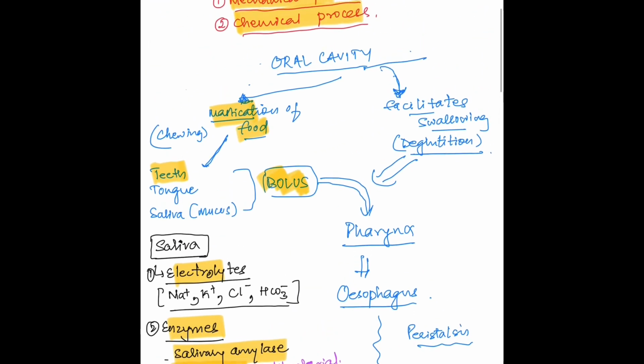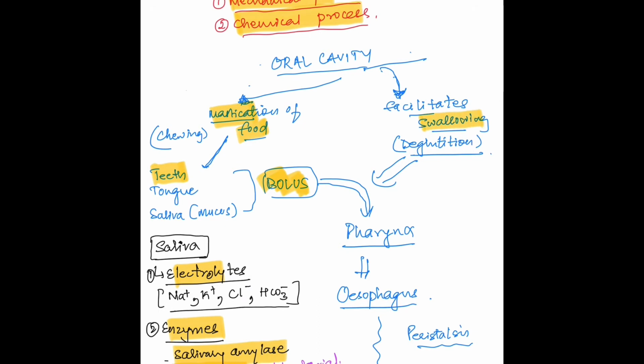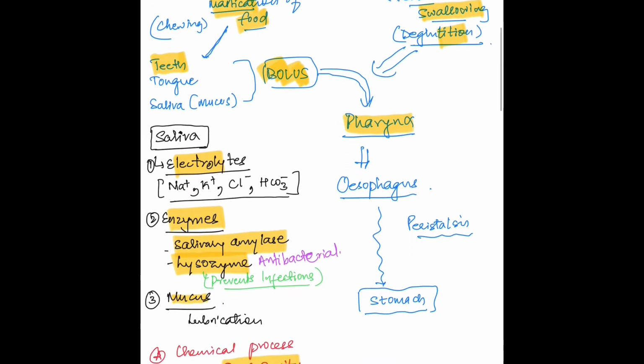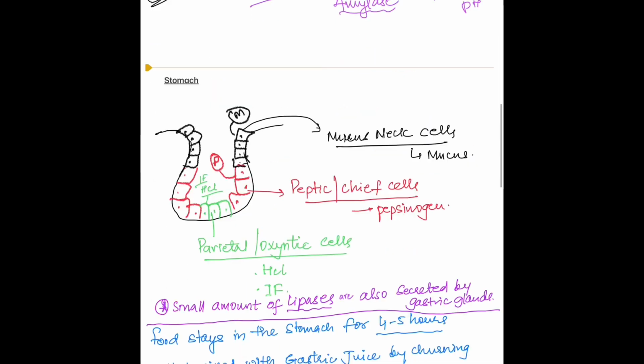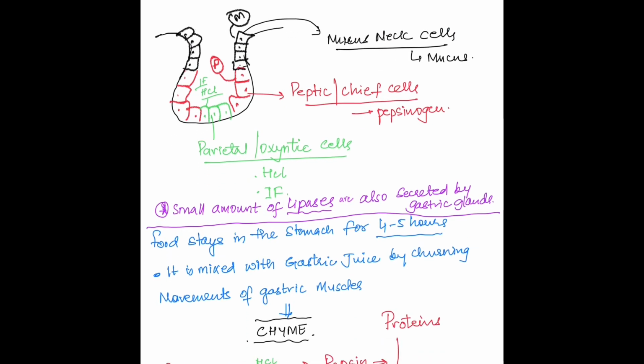So the bolus which was formed is then swallowed. The process of swallowing is called deglutition, and the bolus reaches the pharynx and then into the esophagus. From the esophagus, it reaches the stomach with the help of peristaltic movements of the esophagus. So the bolus has now reached the stomach.